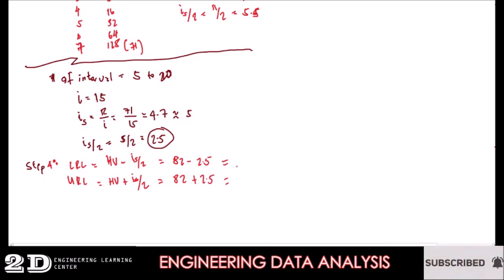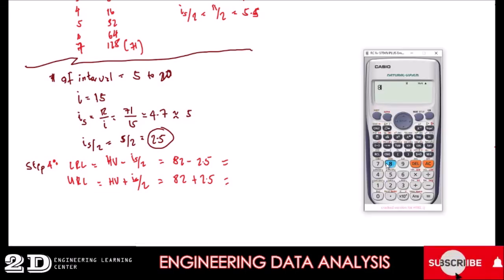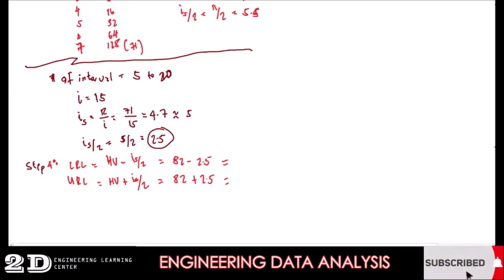Let's just use our calculator. 82 minus 2.5 is 79.5. So we have here 79.5, then this one is 84.5. So these are the lower real limit and the upper real limit. So this is how we are going to do this.